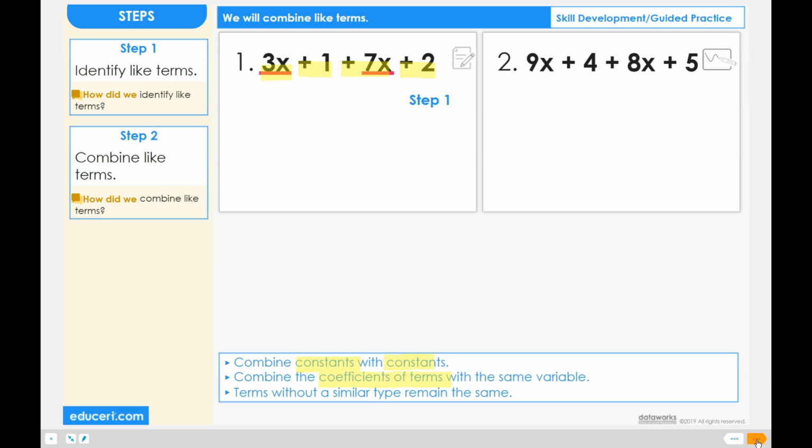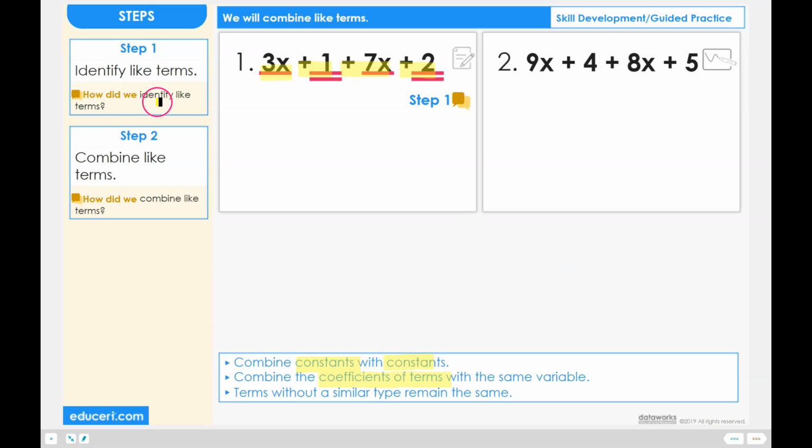So the first term and the third term are like terms. Let's take a look at the next term, which is plus 1. Are there any other constants? Yes, the last term, plus 2, is also a constant. So we see here that every term has another term that is like it: the first and the third term, and the second and the fourth term of this expression.